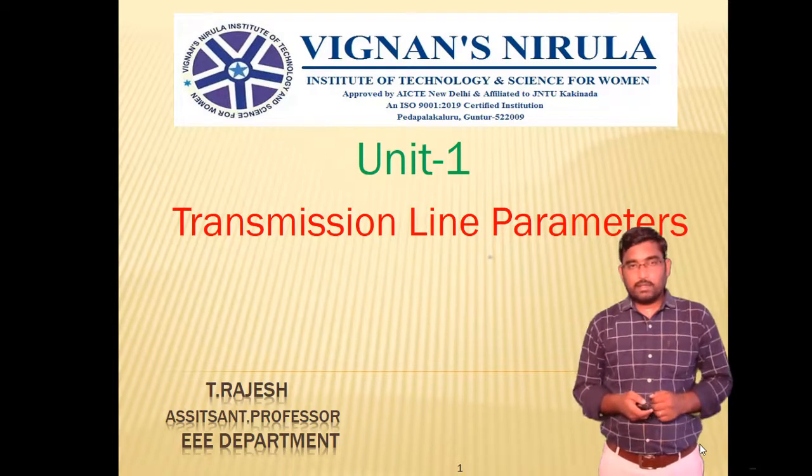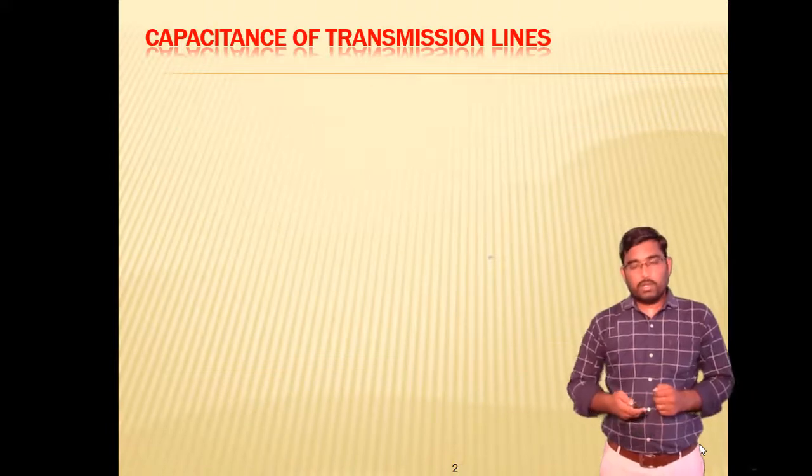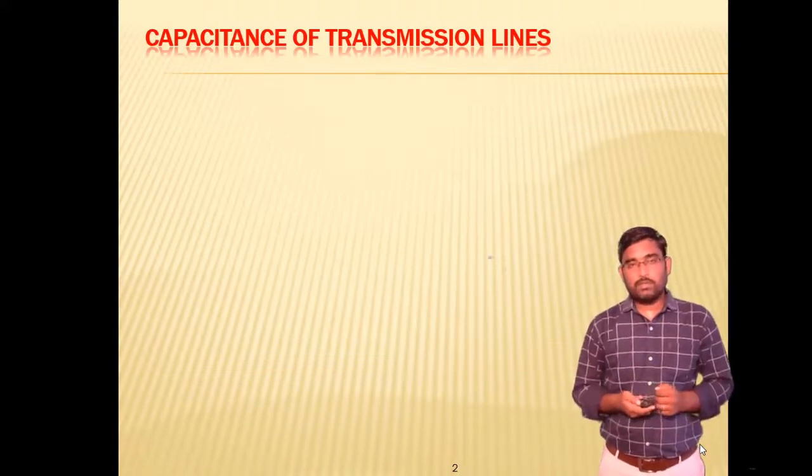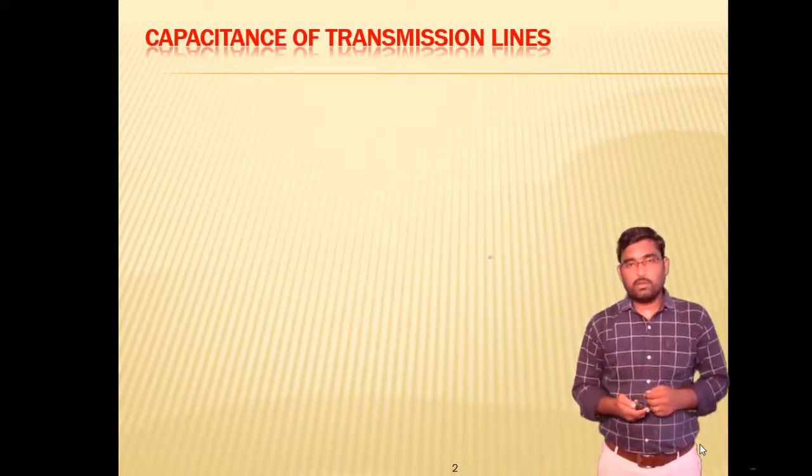In the last lecture, I explained the expressions of inductance for single phase and for three phase, of single circuit and double circuit lines. Now, in this lecture, I am going to explain the expression for capacitance for single phase as well as for three phase line. In order to derive the expression for capacitance, first we need to know all about what is electric potential.